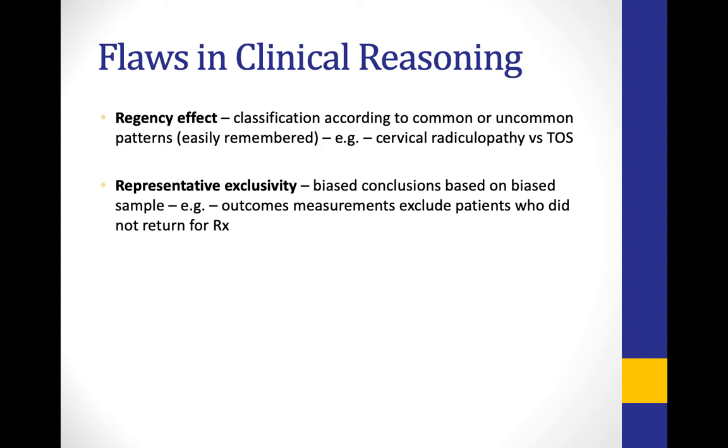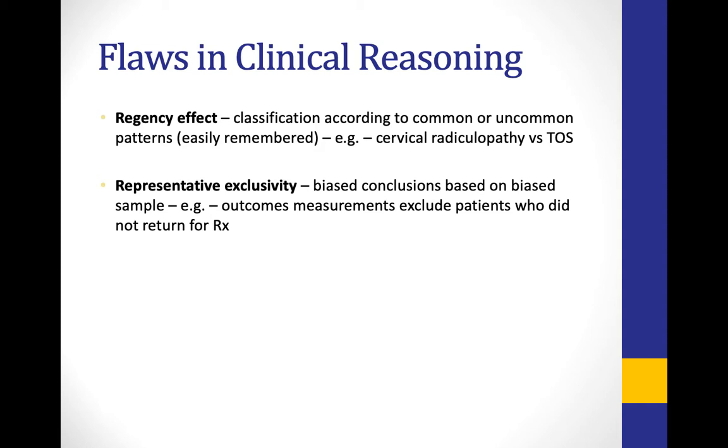Some other flaws in clinical reasoning include something called the recency effect, where the clinician tends to classify patients' presentations according to easily remembered patterns, such as diagnosing somebody who presents with radiating arm pain with cervical radiculopathy versus considering the possibility that the patient may actually have thoracic outlet syndrome. This would lead us to pick examination techniques that exclusively focus on the neck rather than considering the thoracic outlet and testing for that as well.